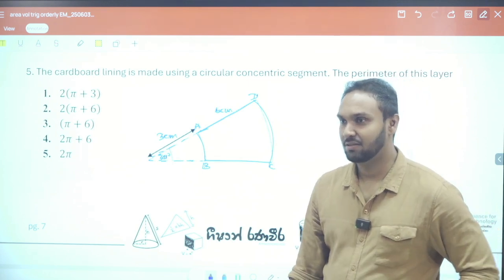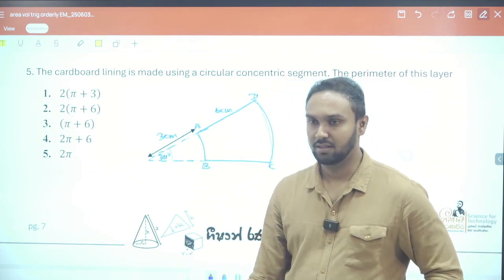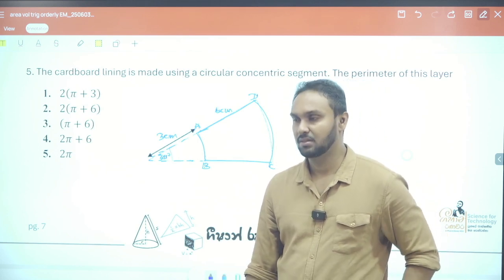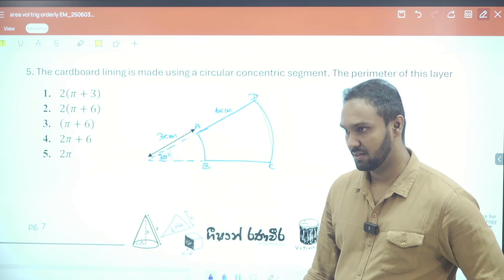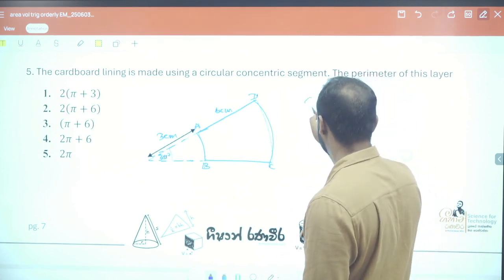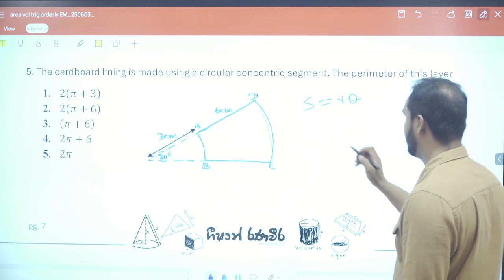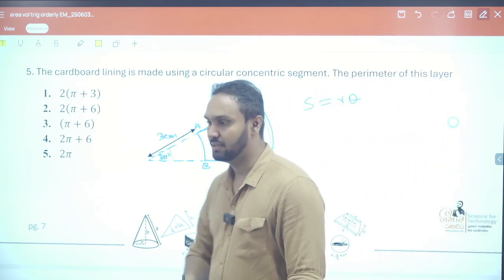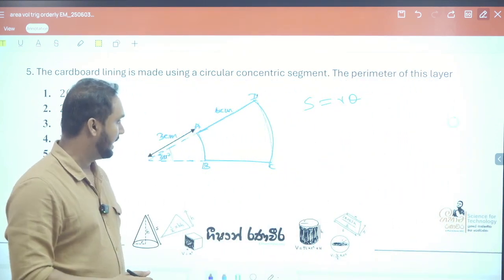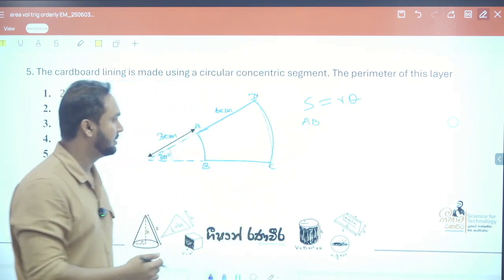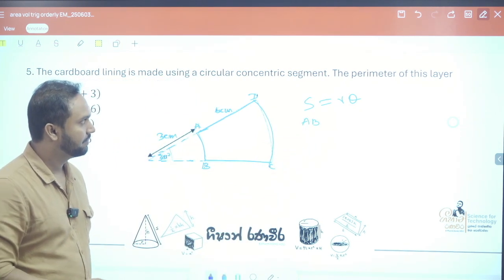Yeah, best you use S equals R theta, because even though you can use theta over 360 times 2 pi R, that's fine, better use S equals R theta, because that's the radian equation, right? So if you use S equals R theta for the AB arc length, now S will be AB, because that is the arc length of AB.